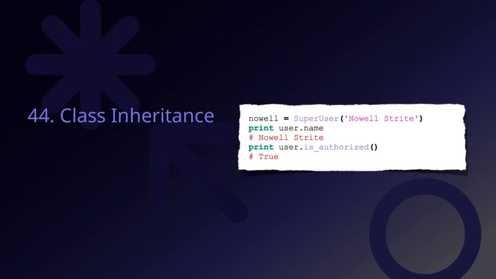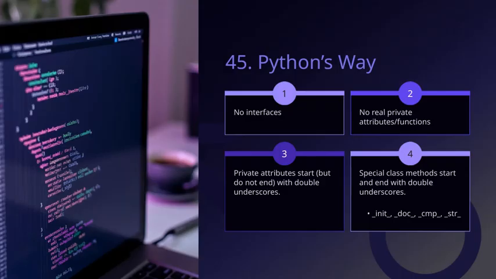Understanding inheritance is key because it ties into the overall theme of building scalable, efficient software by leveraging existing code structures. Let's talk about Python's way of handling class attributes and methods. First, you'll notice that Python doesn't have formal interfaces like some other languages. Instead, it relies on conventions and duck typing.